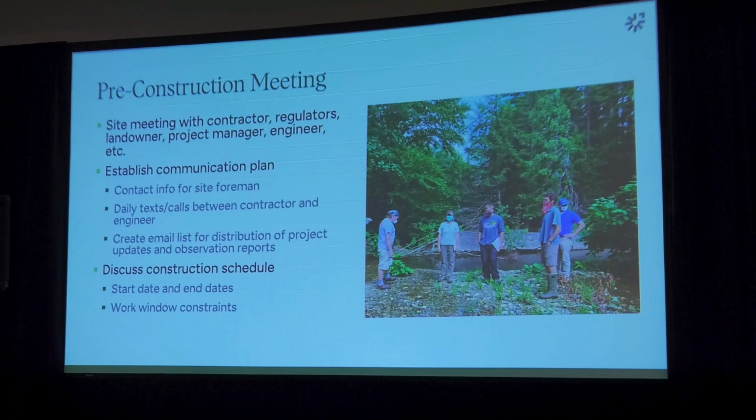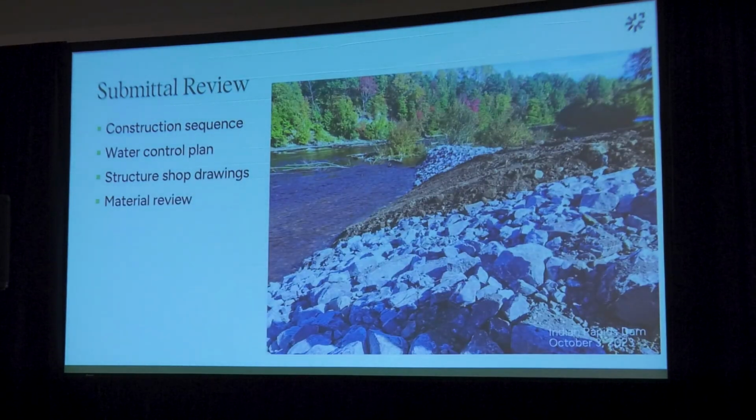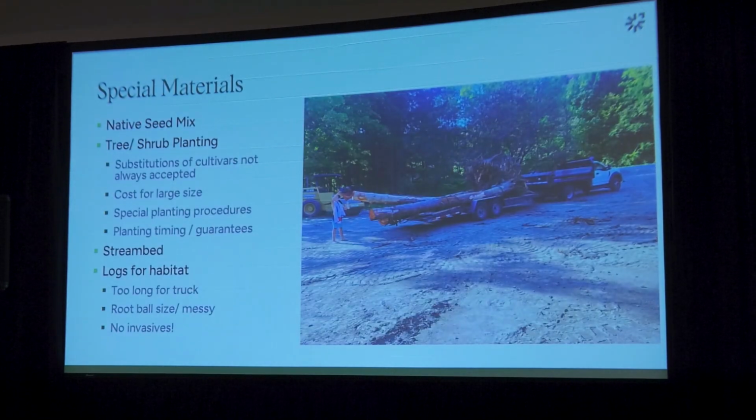As we get into the project, we are, as engineers, really looking for submittals. This is pretty common in our trade, but the specific things we're looking for might be different for these kinds of projects. Some of them are listed here: really understanding how they're going to move the water, how they're going to move the sediment, and what that looks like as different phases go through. For structure projects, we want to be looking at shop drawings of the structures and specific materials. And then on the next slide, we have some of the really special materials for these river restoration type projects.